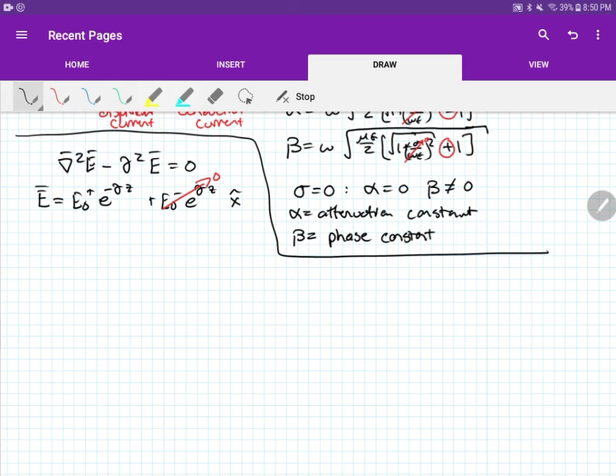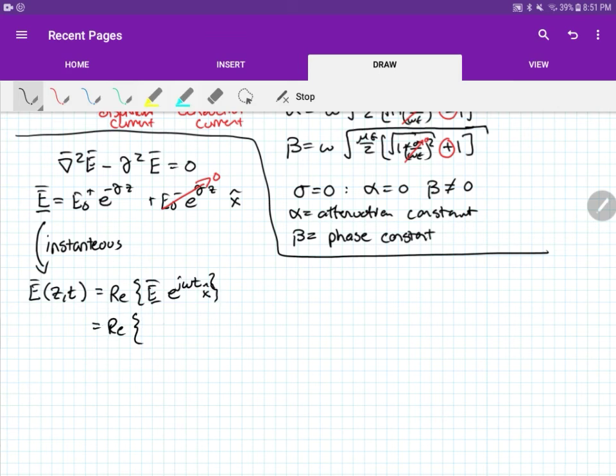So what we really want now that we have a phasor E is we want to convert this back to the instantaneous domain so that we can plot it. So what we're going to do is we're going to convert it back to instantaneous form. So we're going to have E in terms of z and t is equal to the real part of our E phasor, e to the j omega t in the x-hat direction.